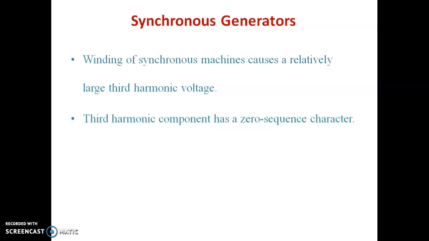As the third harmonic component has zero sequence character, it is not transferred through a delta connected generator transformer. But when you connect a rotating machine directly to the low voltage network, without a transformer or through a star to star connected transformer, this third harmonic distortion will spread through the system, and when you use delta, it is not transferred.